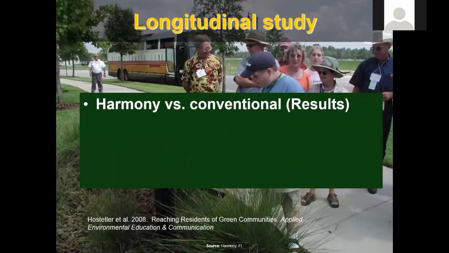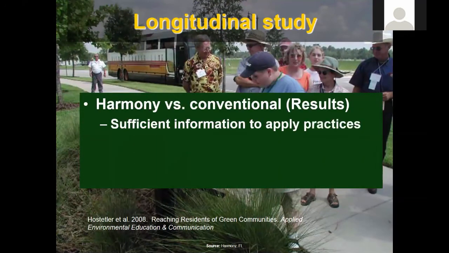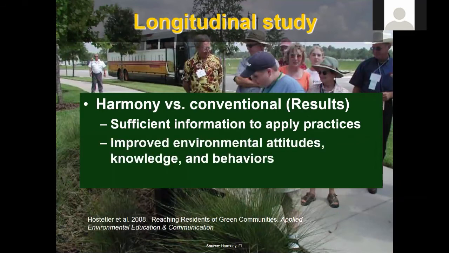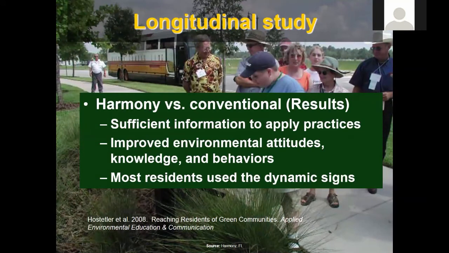We've compared communities with or without this educational system, and they do improve in terms of applying practices and attitudes, knowledge, and behaviors. And of those three components, most of them use the dynamic signs. The website is sometimes visited, but definitely the covenants and brochure, no one read those.